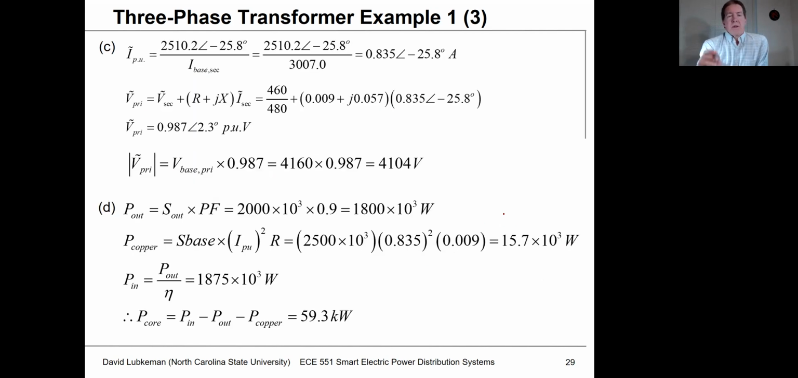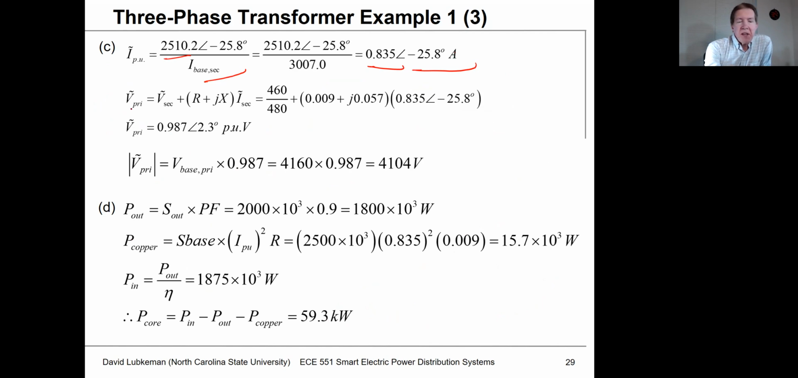So now let's go ahead, for the sake of doing the voltage calculation, let's convert into per unit. So I'm going to take the actual current and divide through by the base current on the secondary side. And that's going to give me 0.835 per unit for the current with this same angle.